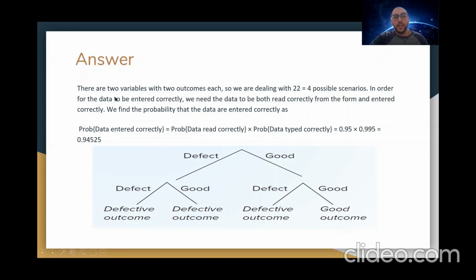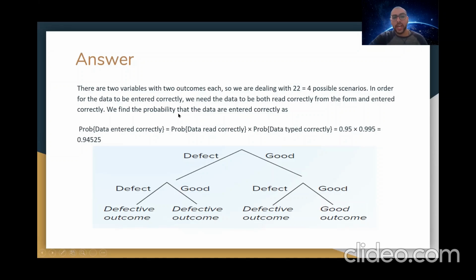So this is the answer right here. There are 2 variables with 2 outcomes each. I believe this is a typo from the book, so this is 2 to the power of 2. We have 2 steps in the process, and these two steps will lead to 4 different outcomes. In order to have a good outcome, the person who's reading the flyer needs to read it correctly and also needs to enter the data correctly into the system. If an error happens somewhere, we will end up with a defective outcome.